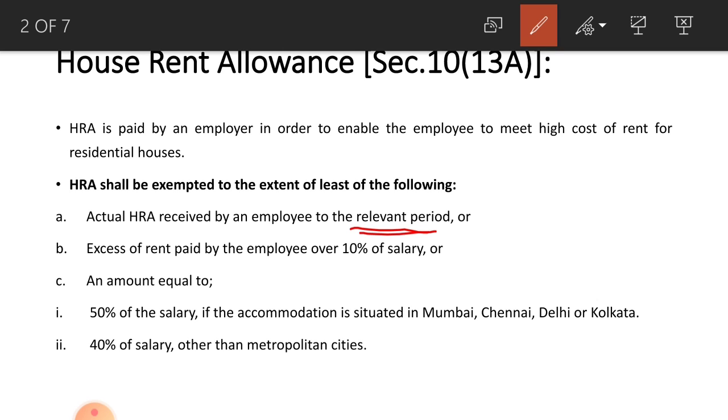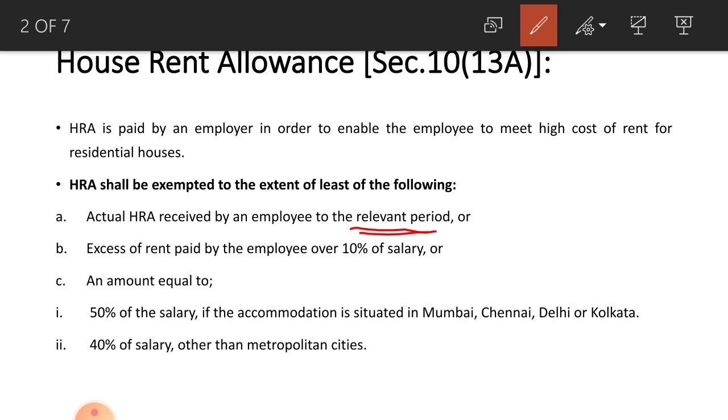Here relevant period is the period in which he is living in that rented house, the period for which he is paying the rent, that is known as relevant period. For example, in a financial year, if he is living in that rented house for 6 months, then the relevant period for which actual HRA received should be considered is 6 months only. You cannot consider HRA received for the entire year for exemption, that is the relevant period in which he is living in that rented house by paying rent.